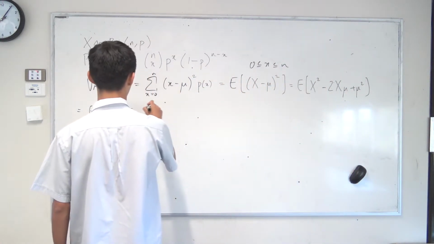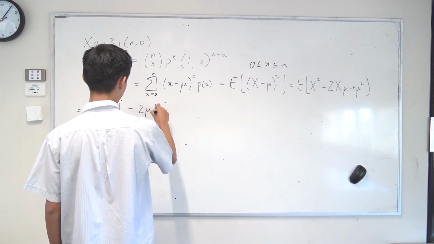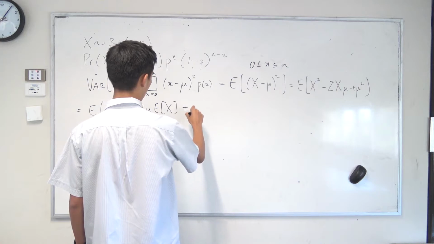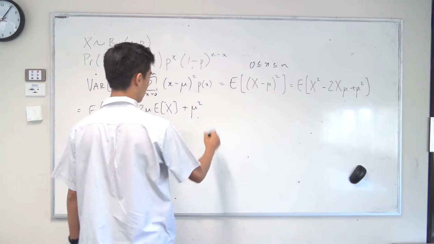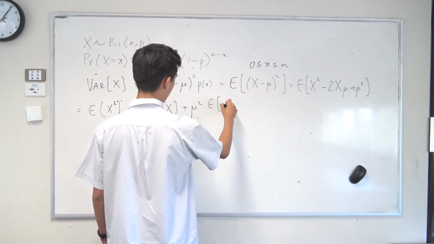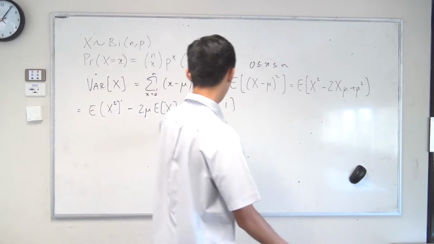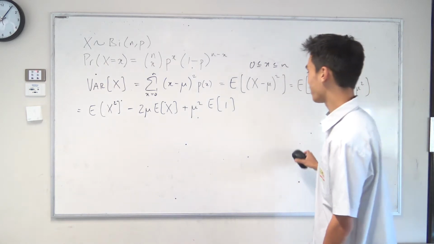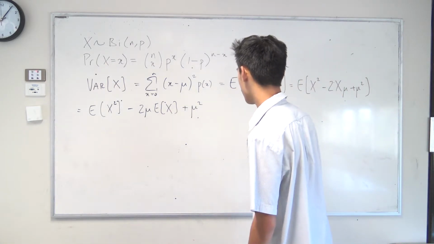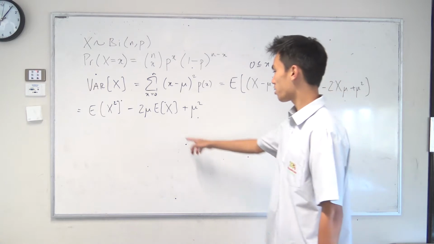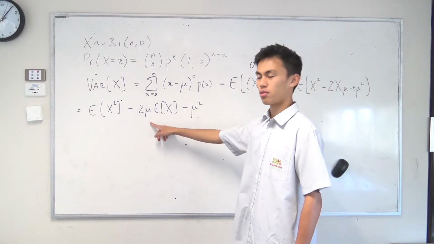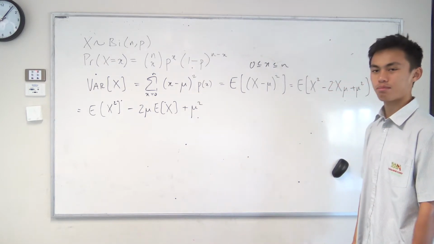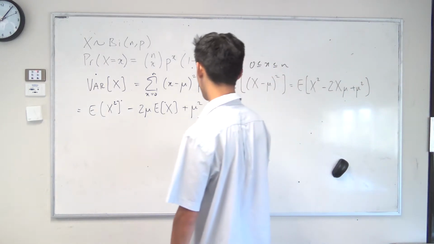So we're going to have minus 2 mu times the expected value of X, and then we're going to have a plus mu squared, because mu squared is just a constant, times the expected value of, well, just 1. And the expected value of 1 is just 1, because 1 is really just any other constant. So this thing's going to vanish, and then notice right here, we have 2 times mu times the expected value of X. But the thing is, mu and the expected value are the exact same thing. So I can actually rewrite this thing a little bit.